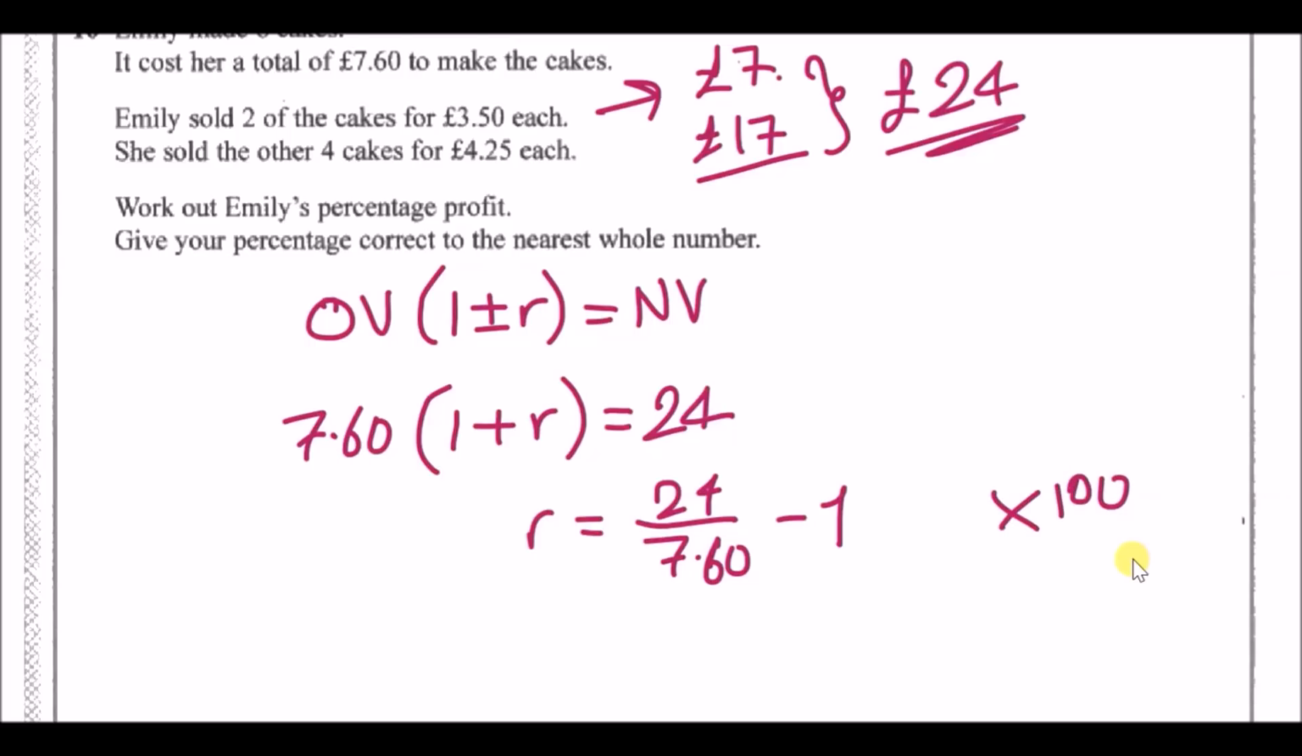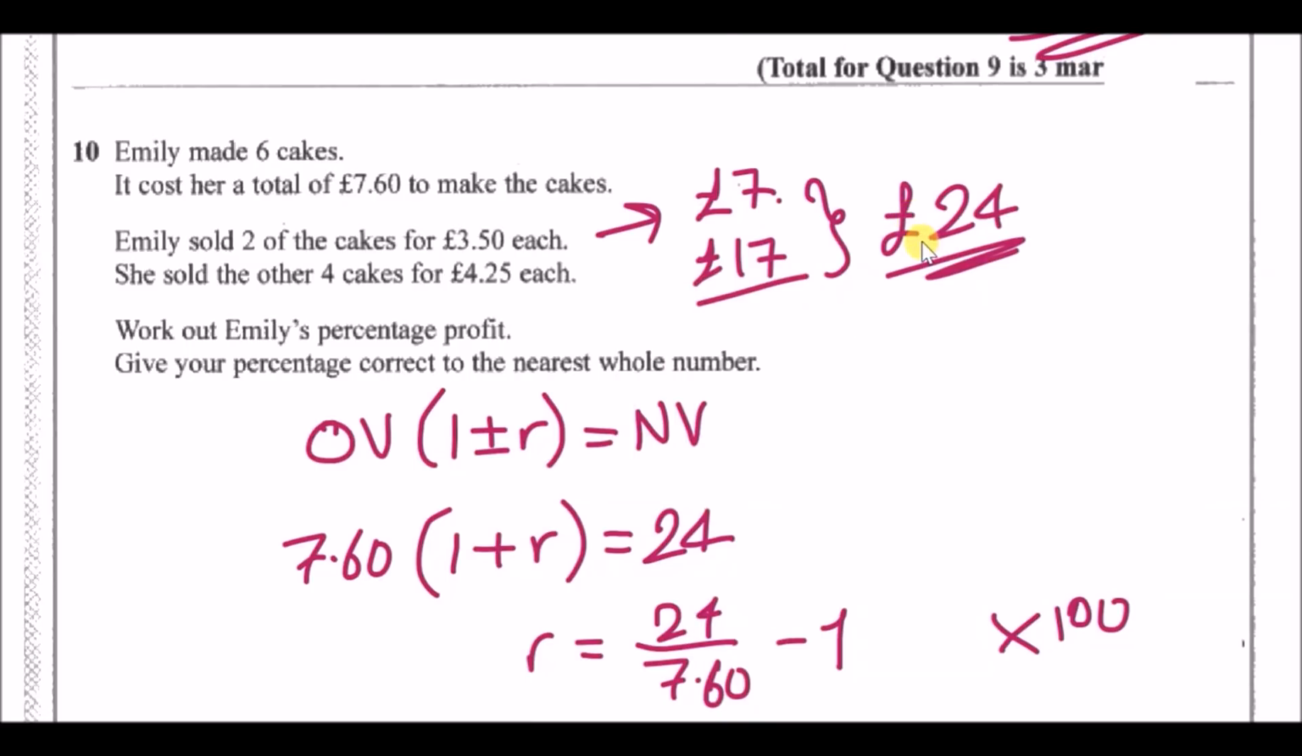So timesing 100, you're going to get to the nearest whole number, 216% profit. Yep, you can have a profit which is really big, like above 100. Just remember, 24 is way more than double 760, so it makes sense.